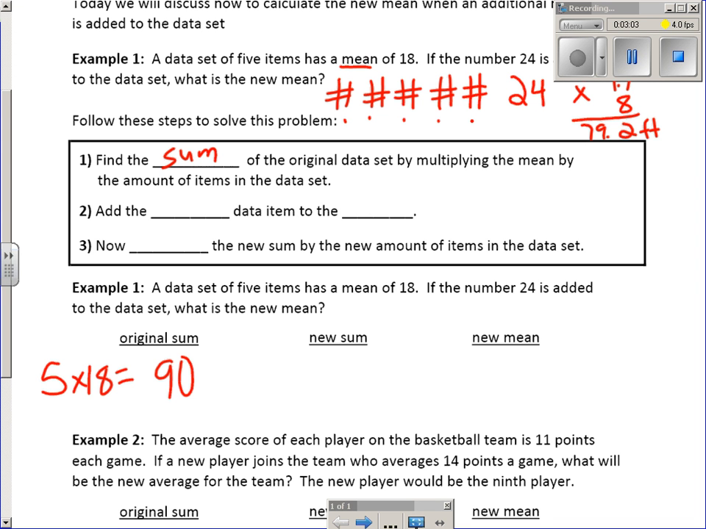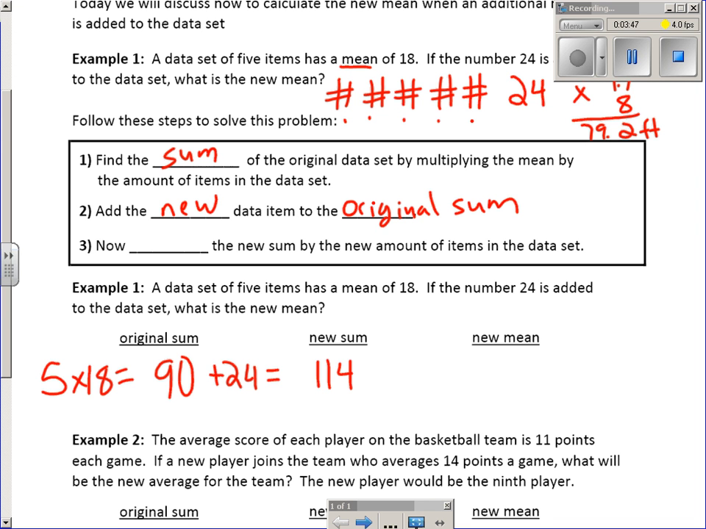So we work backwards. Now we say the number 24 is put into the data set. Since we want to find the new mean, and to find the mean you need the sum, you need to know what they all add together to. We already have the first sum, and we have this new number. So the new sum is just going to be our original sum plus the new number, so plus that 24 equals 114. Add the new data to the original sum, and that'll get you a new sum.